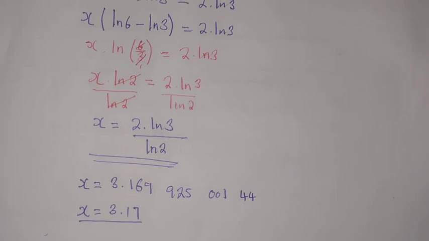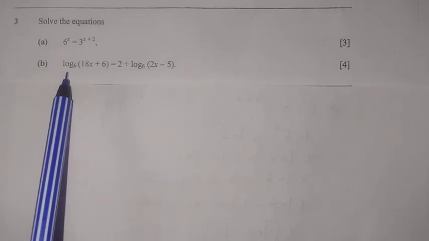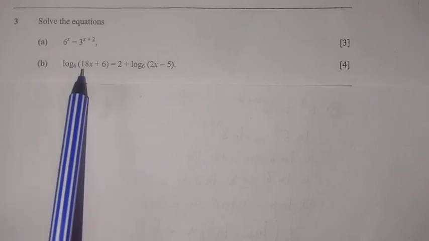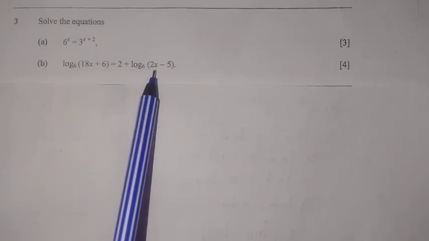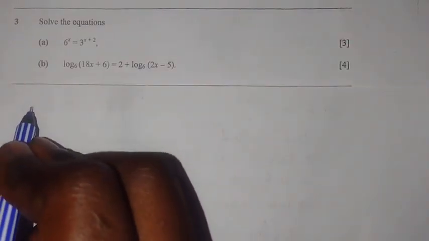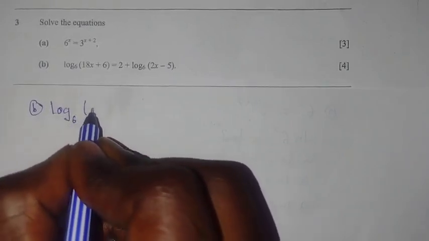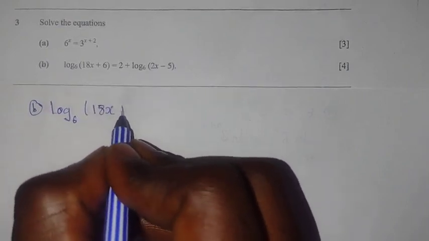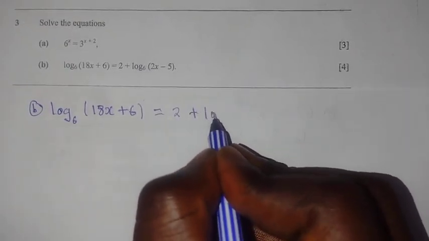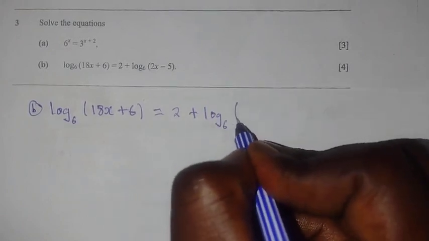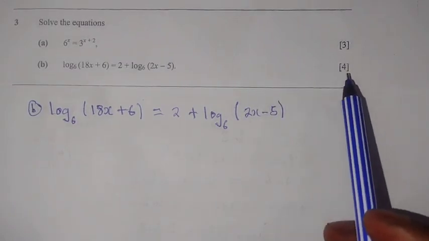Let us now move on to question B. All right, so now here is our question B. Solve the equation log in the base of 6, then in brackets we have 18x plus 6, is equal to 2 plus log with the base of 6, in brackets we have 2x minus 5. So we can first write the question. So we need to find the value of x. This question was carrying 4 marks.